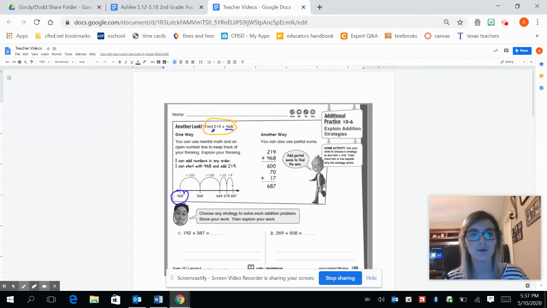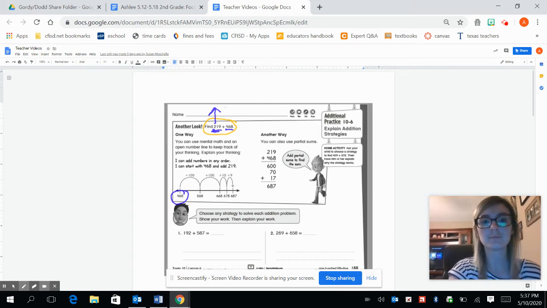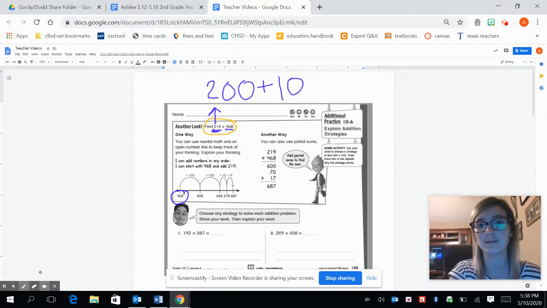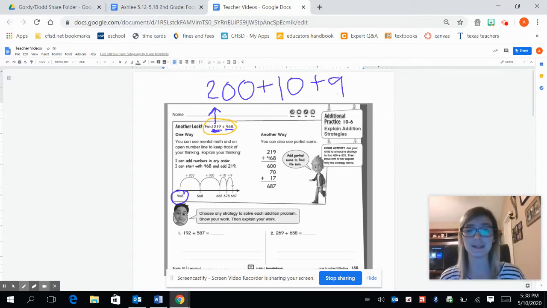If you remember, when we did our expanded form last week and our standard form, 219 right here is in standard form, but we could write it in expanded form to help us use our number line. The expanded form of 219 is 200 plus 10 plus 9. It's a really great way to do number lines. It's just a little bit easier and everything is more organized on your paper. Organization is super important when doing math.